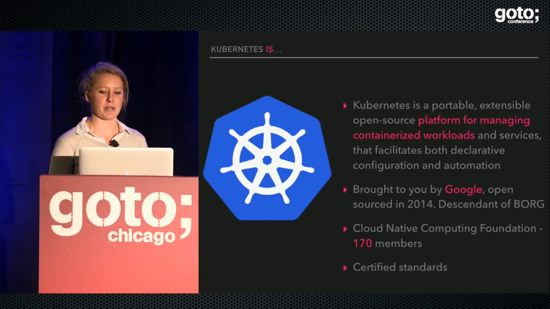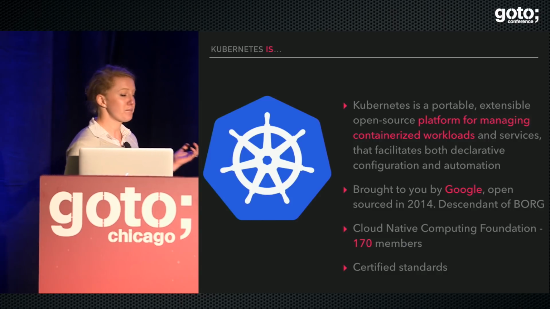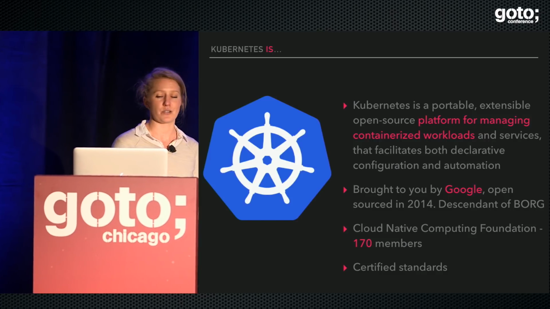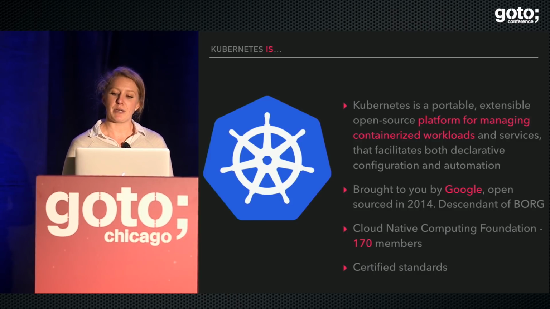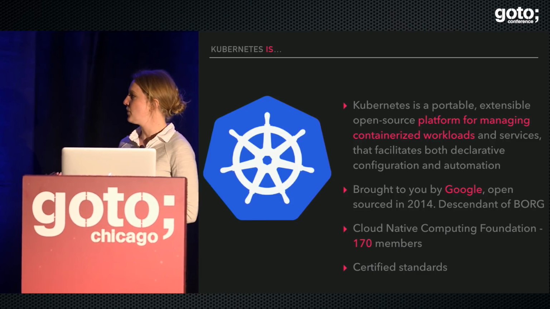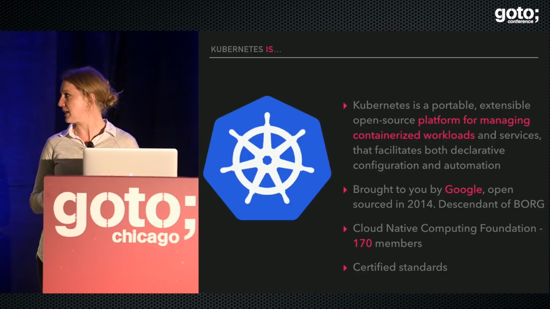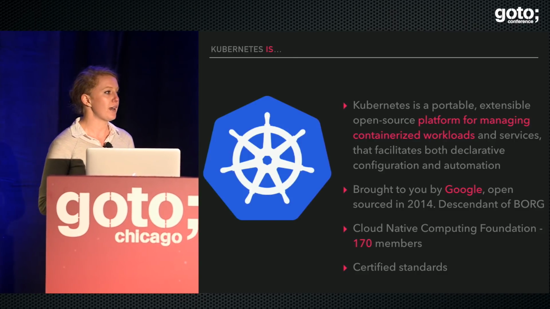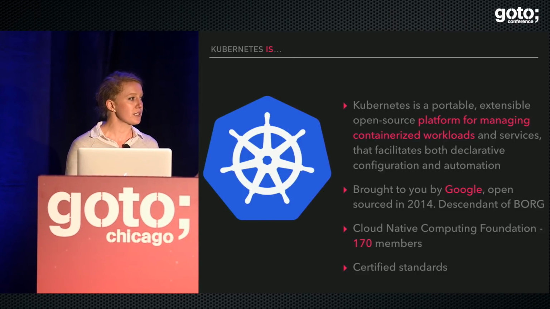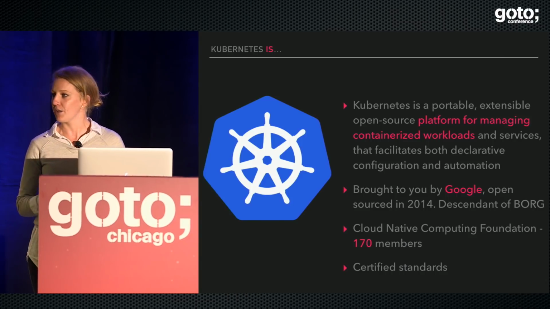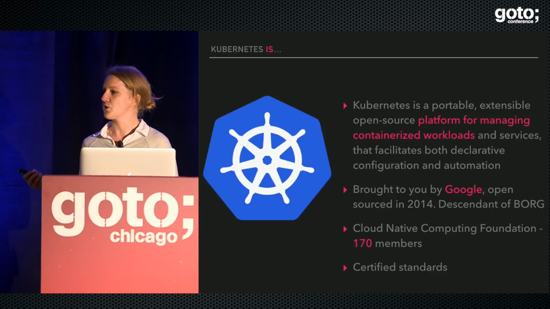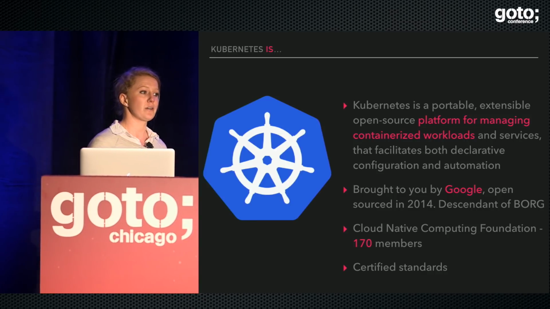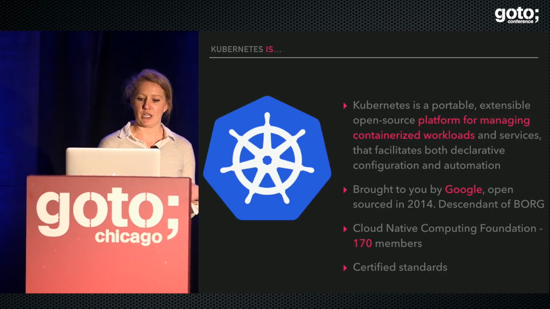We all know that Kubernetes is an open source platform for managing containerized workloads. So it's a container orchestration tool. It's brought to you by Google, open sourced in 2014. I think version 1.0 went live sometime in 2015. So still a relatively new kid on the block, if you will. And it's a descendant of Borg. And I'll go into that a little bit more and why that's important later on in this presentation.